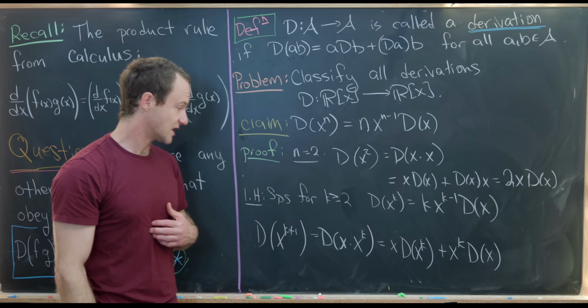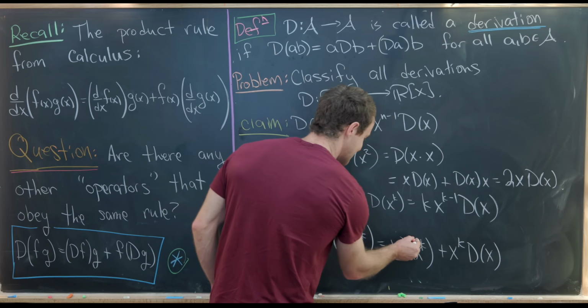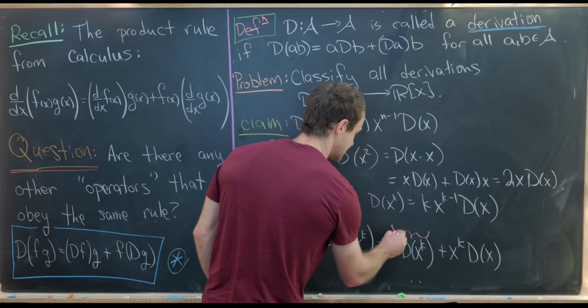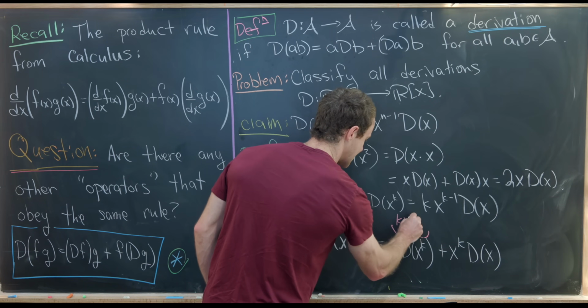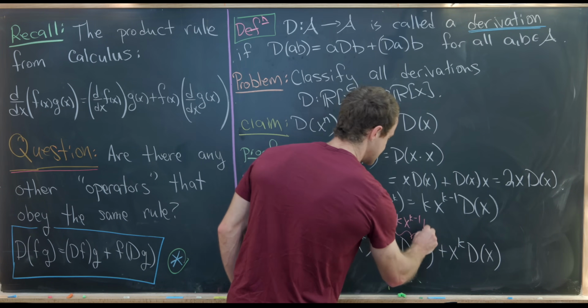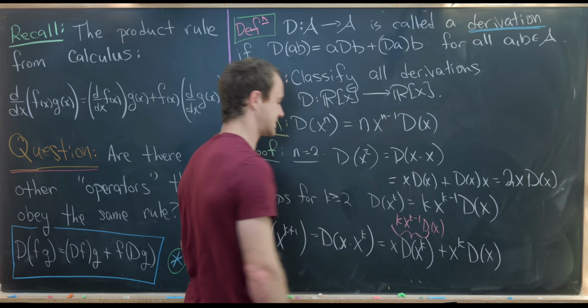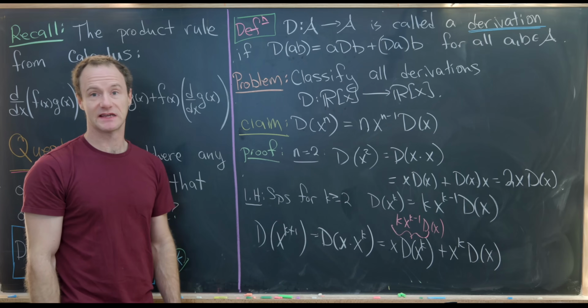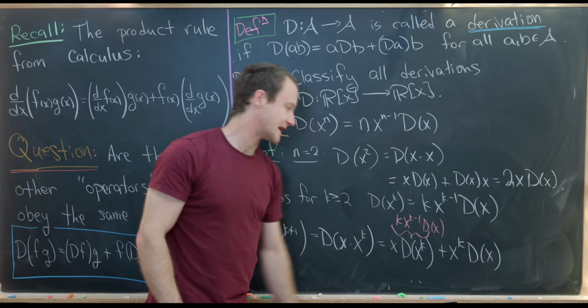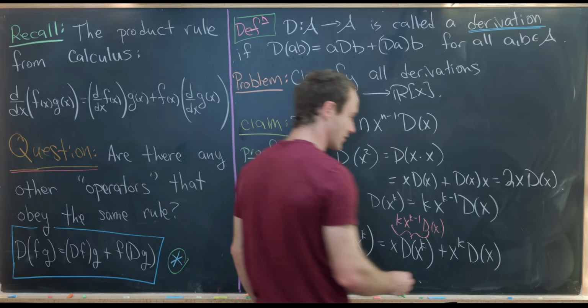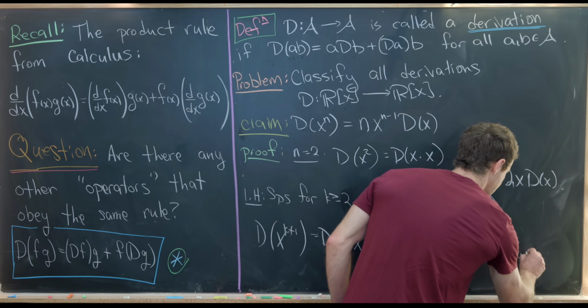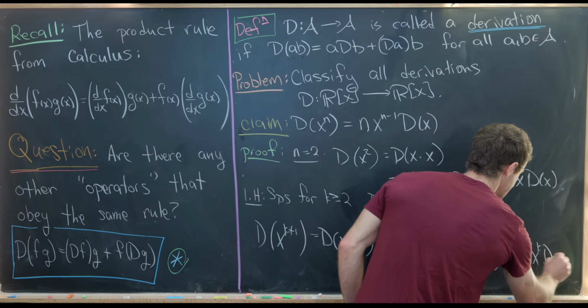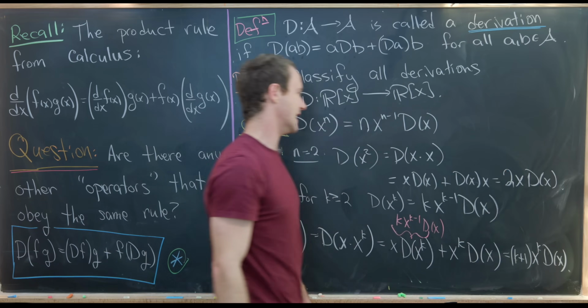Now, using our induction hypothesis, we know exactly what this is. This is k times x to the k minus 1 times d evaluated at x. But when we multiply this x in, we get x to the k. And then we've got like terms, which we can add together, leaving us with k plus 1, x to the k times d evaluated at x.